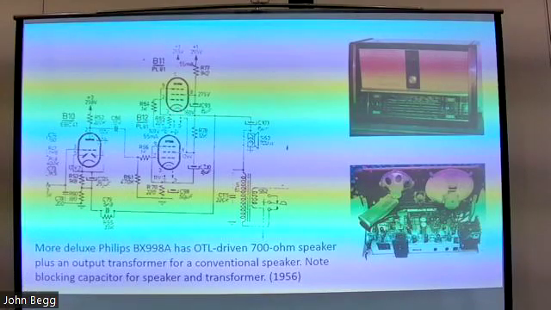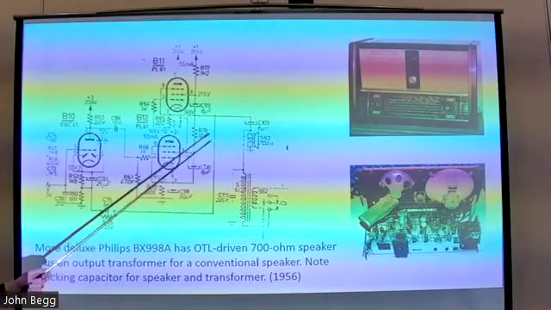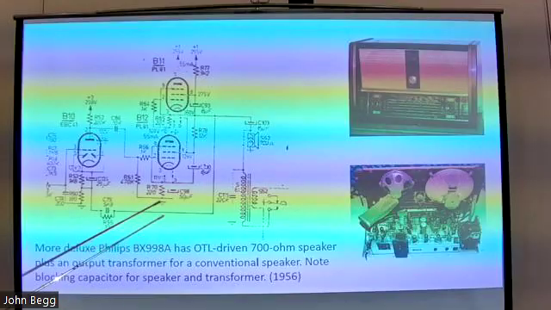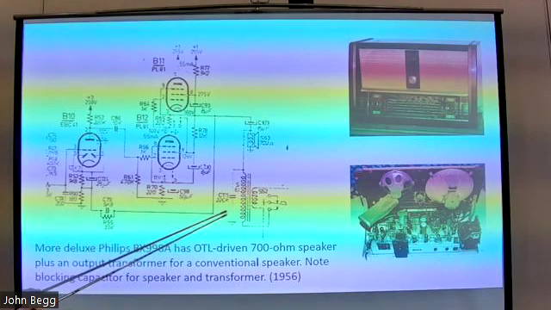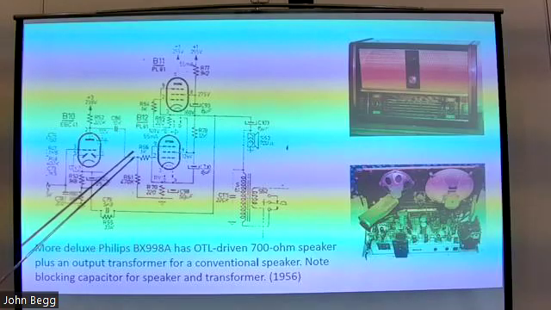And this is just a more deluxe version. This is kind of interesting because they have a blocking capacitor to keep the DC out of the speaker, but then they also have an output transformer to drive a regular speaker. So this was a more deluxe radio, so maybe they had, I don't know, a bass speaker and they needed a transformer. I don't know. But it's just sort of interesting that they had this. But again, it's the push pull with the totem pole or this kind of arrangement.